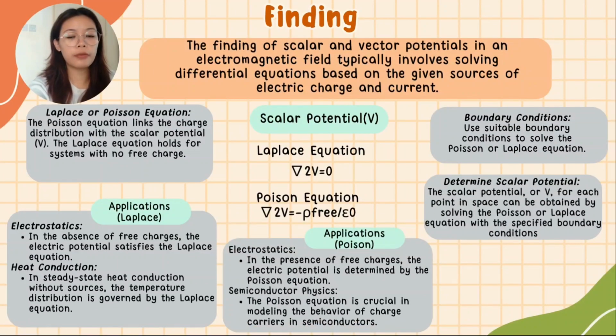Next, we move to the finding, which is the scalar and also vector potential in electromagnetic field typically involve solving differential equations based on the given source of electric charge and current. So the procedures vary depending on the specific configuration of the electromagnetic system and the boundary conditions.